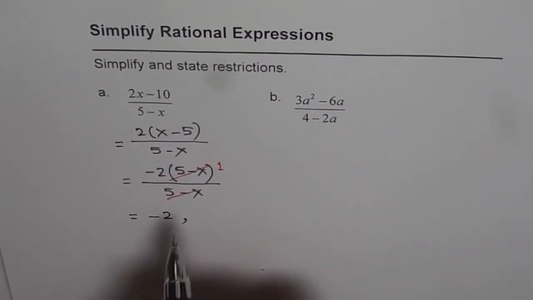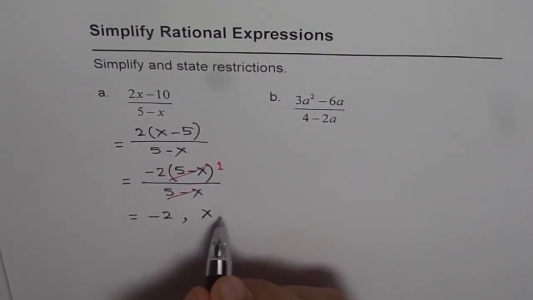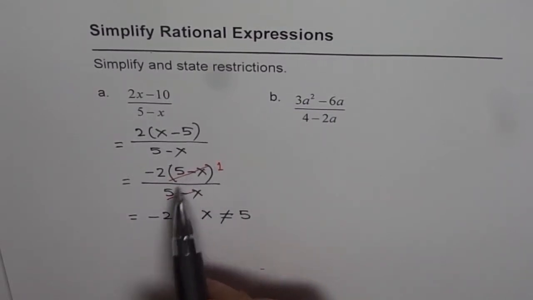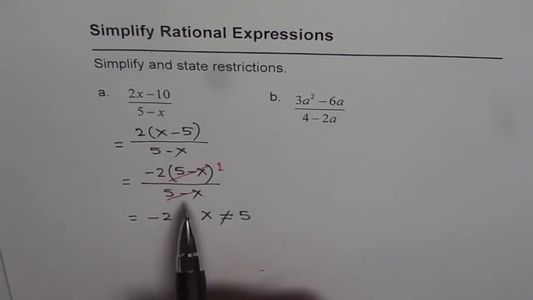But at this time, I have to write the restriction also, which is, since I cancelled out this factor, which included restriction, that is, x is not equal to 5. You see that? 5 we get from the factor which was cancelled out. Do you see that? Now remember one thing.